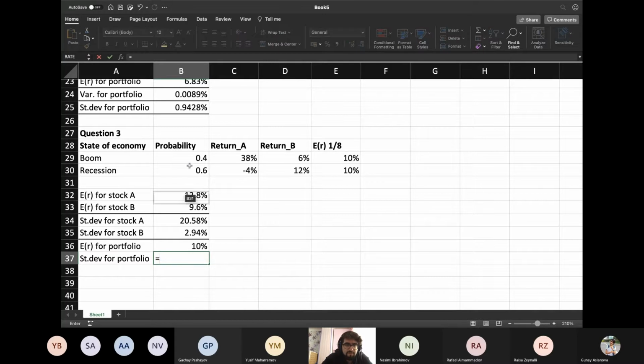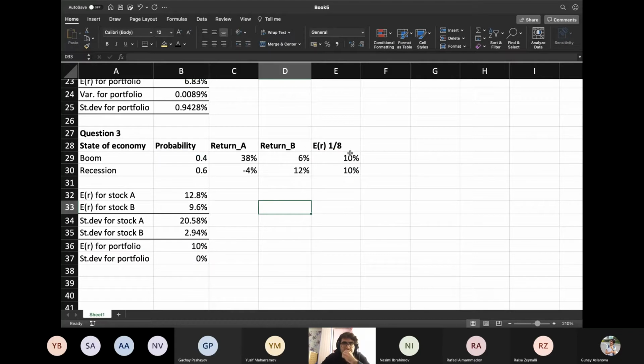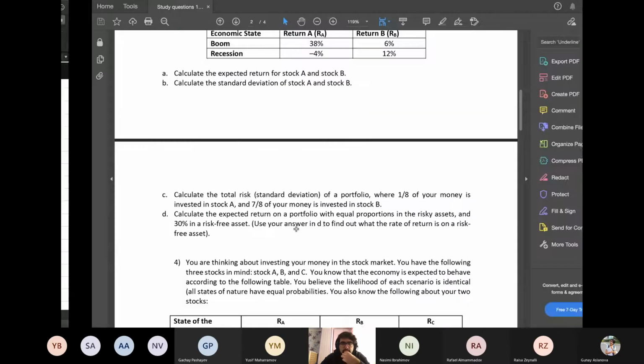And the standard deviation of the portfolio will be how much, you guess. Return minus expected return to the power of 2, it will be 0. If you take also the square root of it, because it is standard deviation, again 0. Because the return for each case, for boom and recession, is 10%, therefore it is a risk-free portfolio.